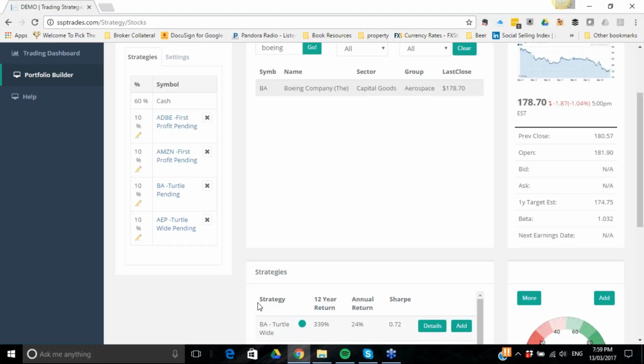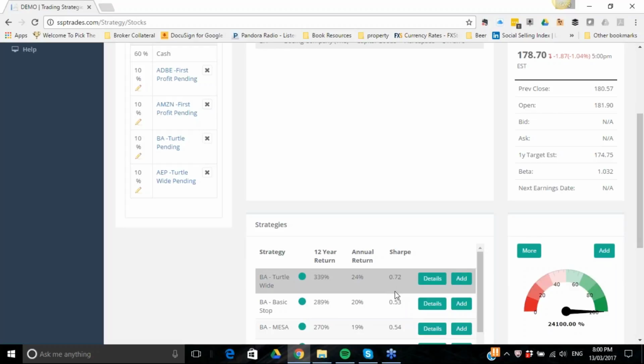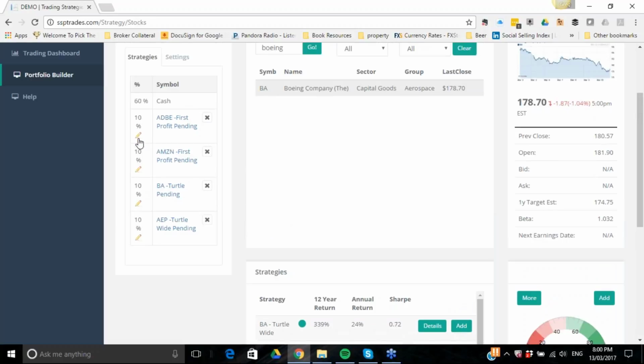According to Investopedia, a Sharpe ratio greater than 1 is good, greater than 2 is very good, and greater than 3 is excellent. Now you'll see all these ones don't have anything above 0.72. However, that is what it is. That's just based on the shares that I've chosen for this example. But I just wanted to let you know what a Sharpe ratio means. So according to Investopedia, the higher the Sharpe ratio, the better.